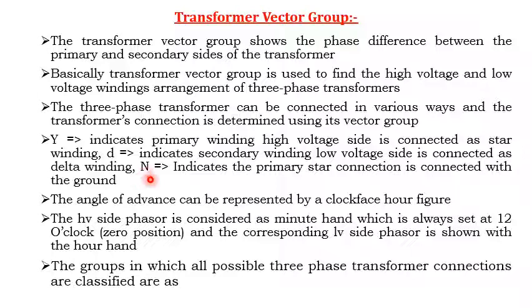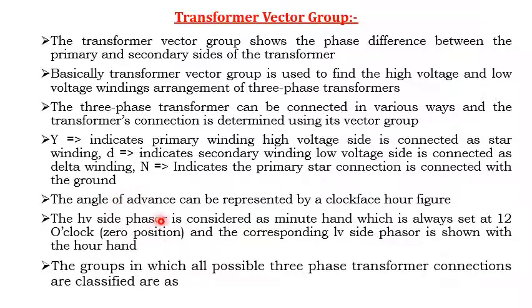And the angle of advance can be represented by the clock phase hour figure. Clock phase hour figure means in terms of a clock, you know the wall clock. With respect to the phasor difference between the primary and the secondary side of the transformer, here we define it in terms of the clock hour. So how can we represent that on a clock hour basis?